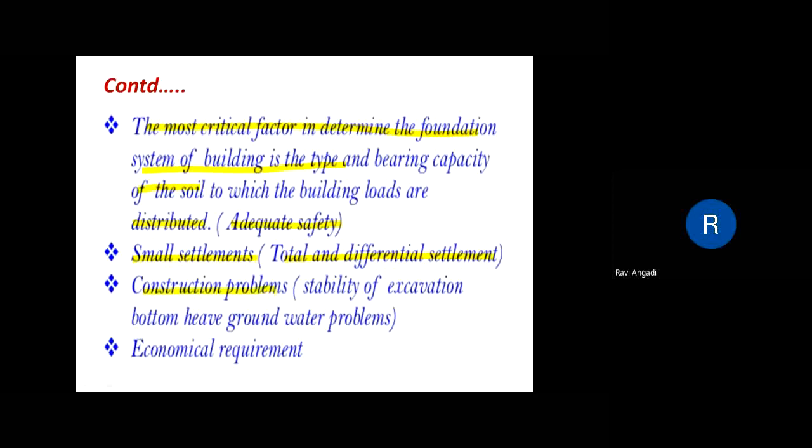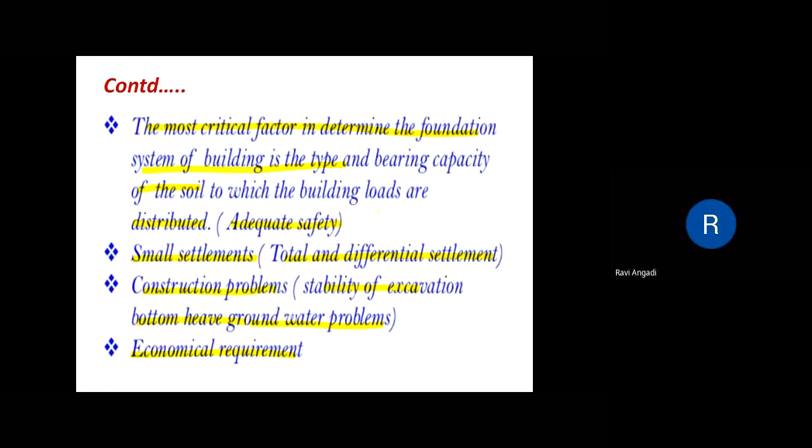Then the construction problems. There are many construction problems you may come across, and you need to overcome them. That is also one requirement for the foundation. These include stability of excavation, bottom heave, and groundwater problems. These will all come up during the construction of the foundation, so you need to overcome them. Then again, the cost, that is the budget and economical requirements, is also one requirement for foundations.